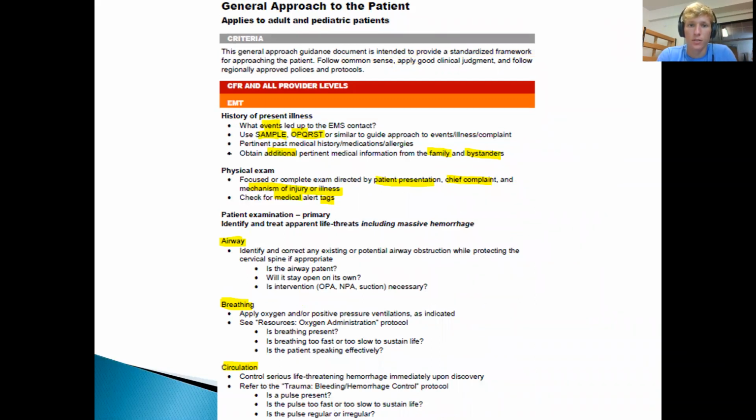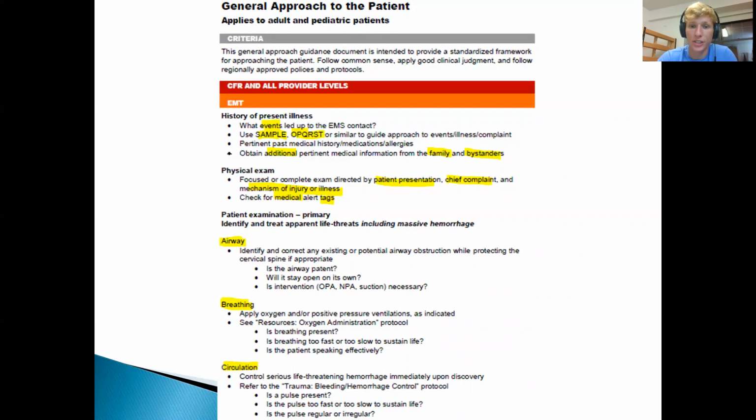So, this is a general approach to patient care. We have the primary and secondary assessment, events leading to it, history of illnesses, SAMPLE, OPQRST, and I also highlighted the bystanders and family members. Interview them because most of the time, I won't say always, they have good information on the patient. What happened beforehand, how was the patient acting beforehand, stuff like that.